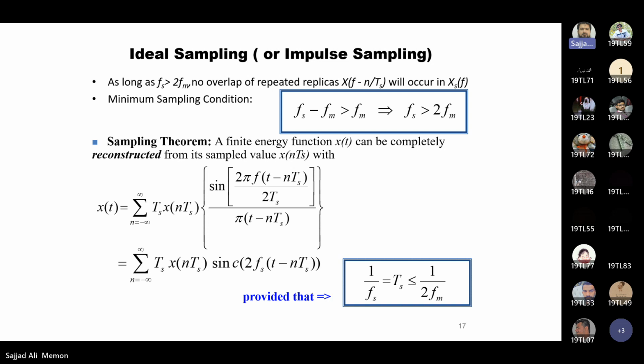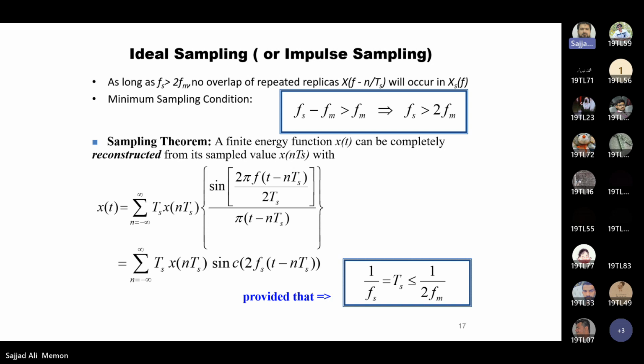So see, now it says as long as sampling frequency is greater than twice the maximum frequency, no overlap of repeated replicas will occur, and the minimum sampling criterion condition is satisfied: f of s should be greater than, not equal to, should be greater than twice the maximum frequency component, or the highest frequency component available in the analog signal.